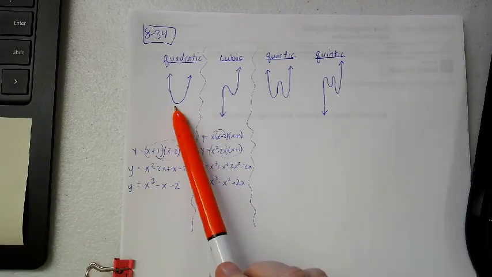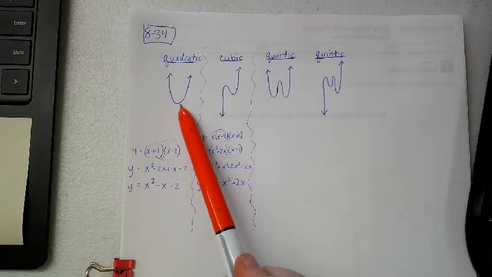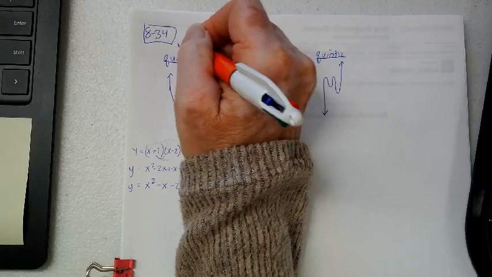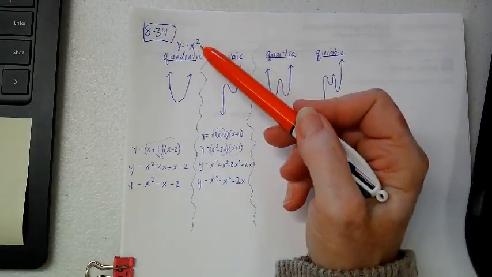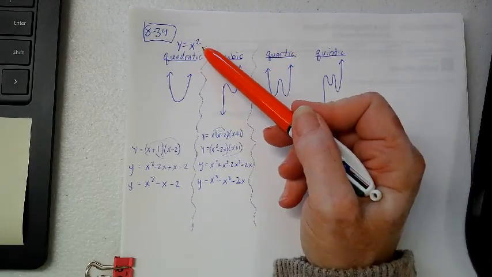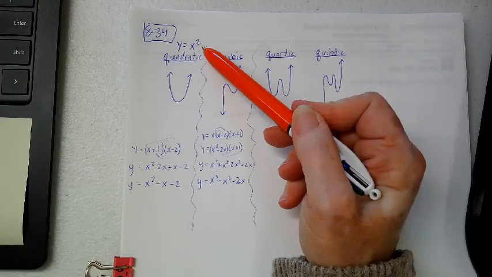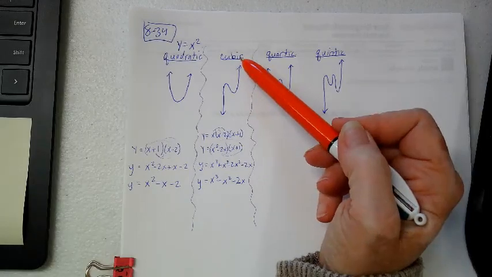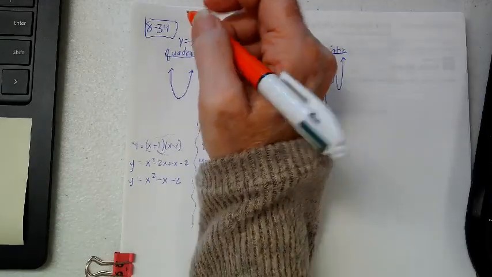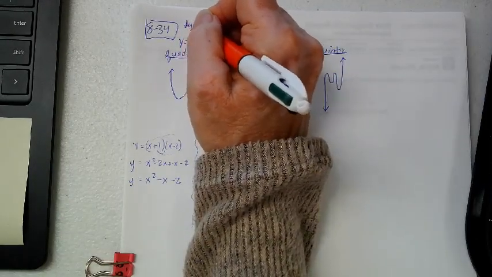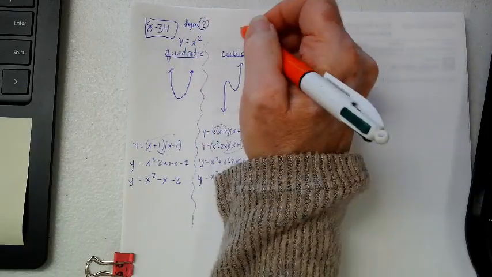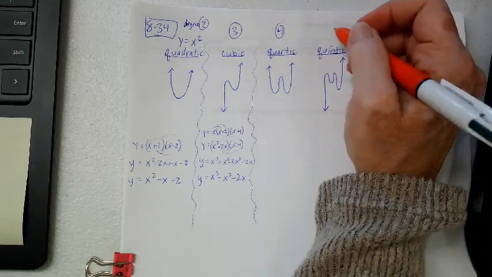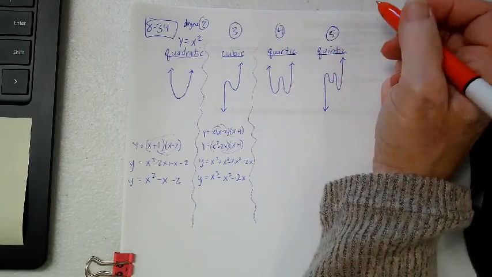So we all know what a parabola looks like. This is a quadratic. If this was our parent function, it would just be y equals x squared, and that's degree 2 because of the exponent. So the degree on this would be 2. The degree on the cubic would be 3. This would be degree 4, and this one would be degree 5.